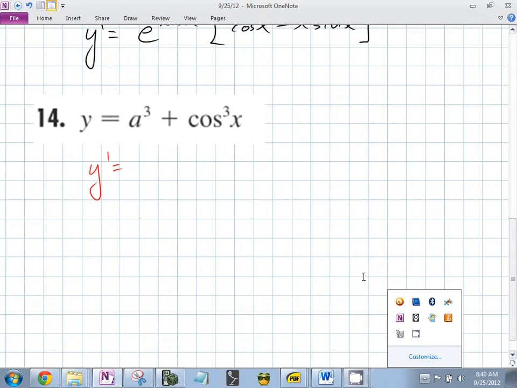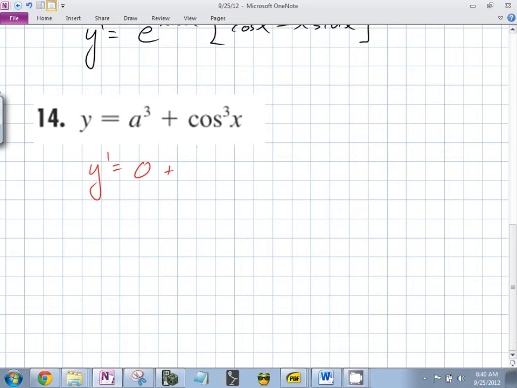Yeah, it doesn't matter if it's cubed. No, what's the definition of a constant? Without using the word constant. Unchanged, right? So if the derivative is a measurement of rate of change, what's the rate of change of something that isn't changing? 0. So into a 0 plus, and remember, what this means is cosine cubed. So it's the quantity cosine being cubed.